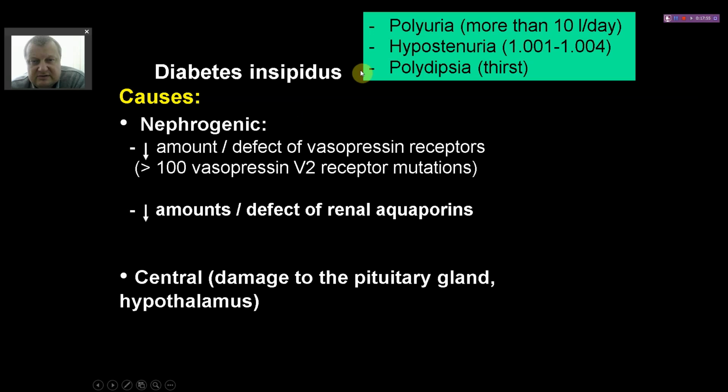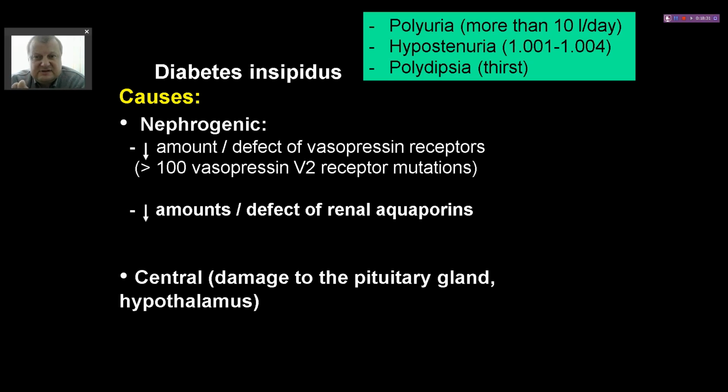And this pathological state usually has main features. The first is polyuria, more than 10 liters per 1 day. The usual amount is approximately 2 liters. But during this pathological state there is no reabsorption of the water, and this water is secreted with the urine, and the whole amount of this water is more than 10 liters.